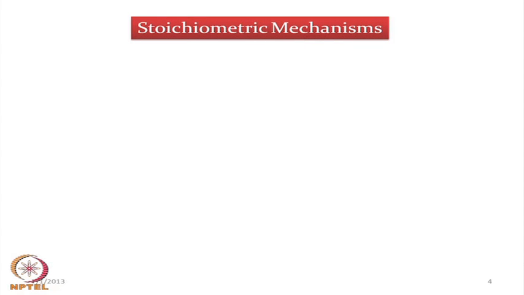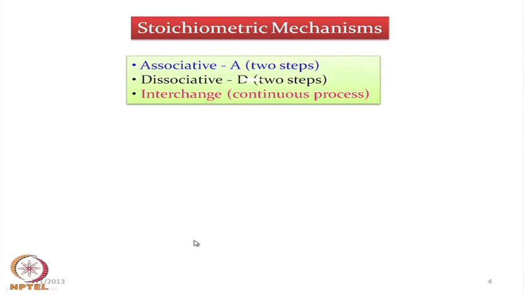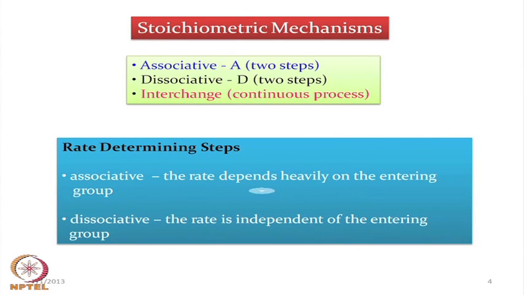So, since we are talking about the stoichiometric reactions and the stoichiometric mechanisms, what we can see. So, we have this associative in 2 steps and dissociative in 2 steps, and the interchange which is a continuous process. That means, at 2 extremes what we have seen just now, that associative thing we can consider at one end and dissociative in the other, and in between we have the interchange of the corresponding mechanism.